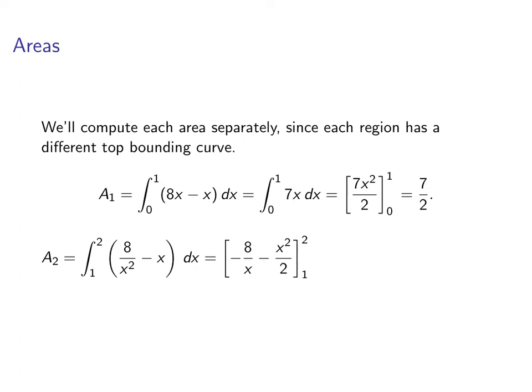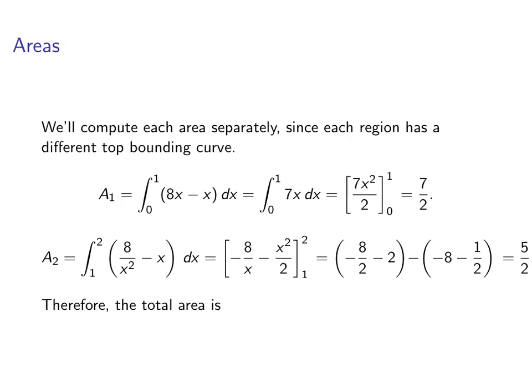Okay, this is also not so bad to integrate. Minus 8 over x, minus x squared over 2. Plug in 1 and 2. We subtract, we get something that looks like this. And that works out to 5 halves. So if you want the total area, you just have to add these two up. Area is A1 plus A2. And it comes out to 7 halves plus 5 halves, and that's 6.